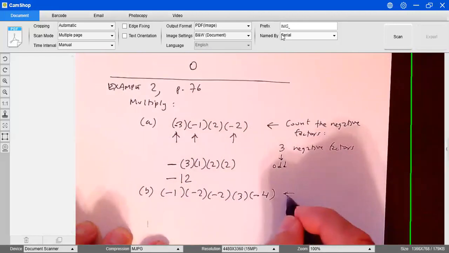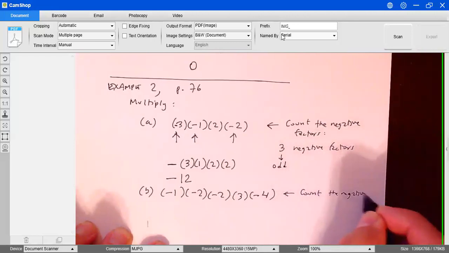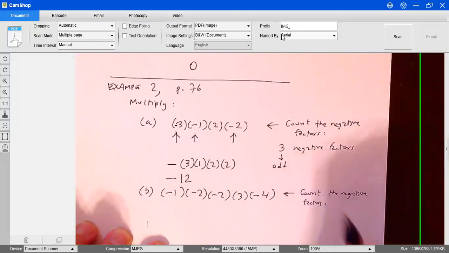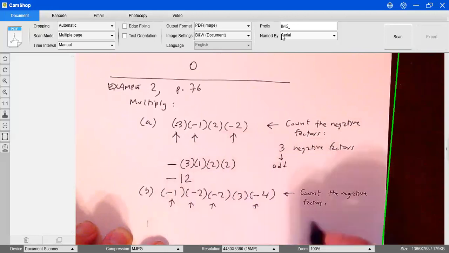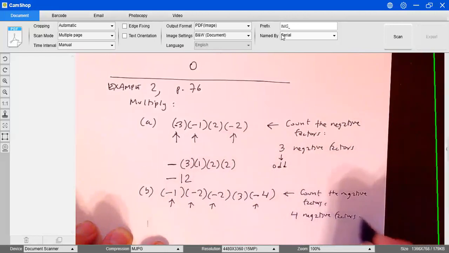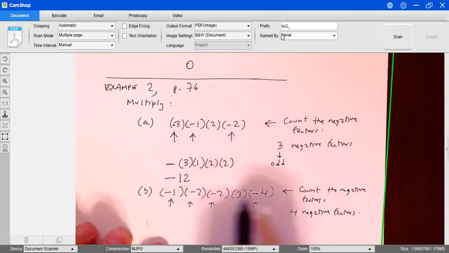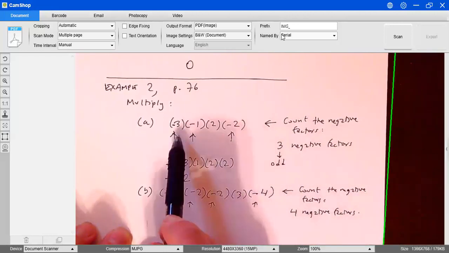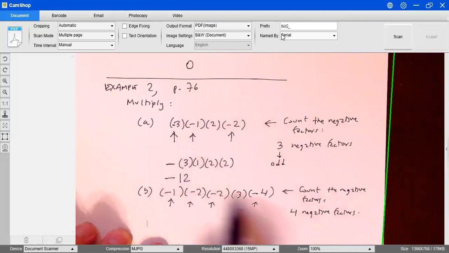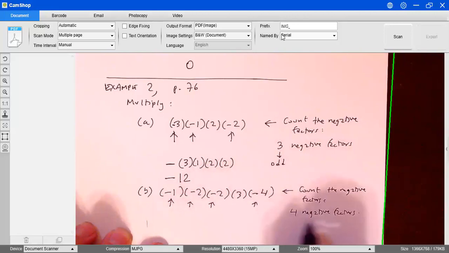So again, you count the negative factors, and you see 1, 2, 3, 4. So there are 4 negative factors. Of course, you need to check whether you have a 0 here, because if you have a 0, everything that we are doing now is a waste of time. But there were no zeros here. So that's the reason I'm counting negative factors. I found 4 negative factors.